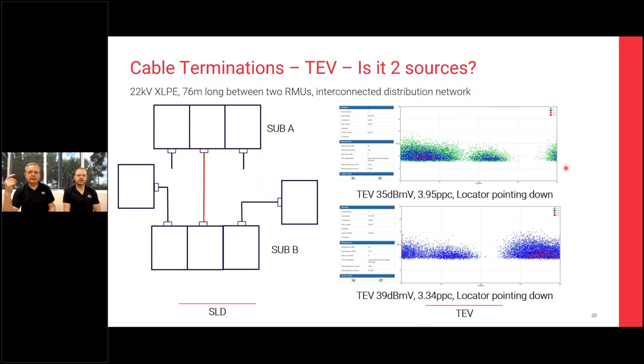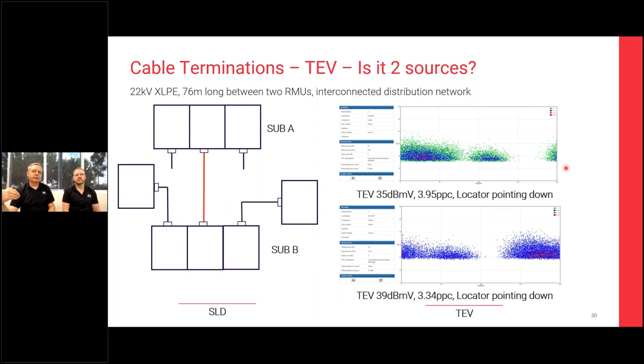That gives us an indication, 35 dB, nearly 4 pulses per cycle. Two clusters where we've got an internal void type discharge happening. So we could quite easily say, right, okay, use the locator and figure out, is it red, white or blue phase, and start thinking about replacing that termination.